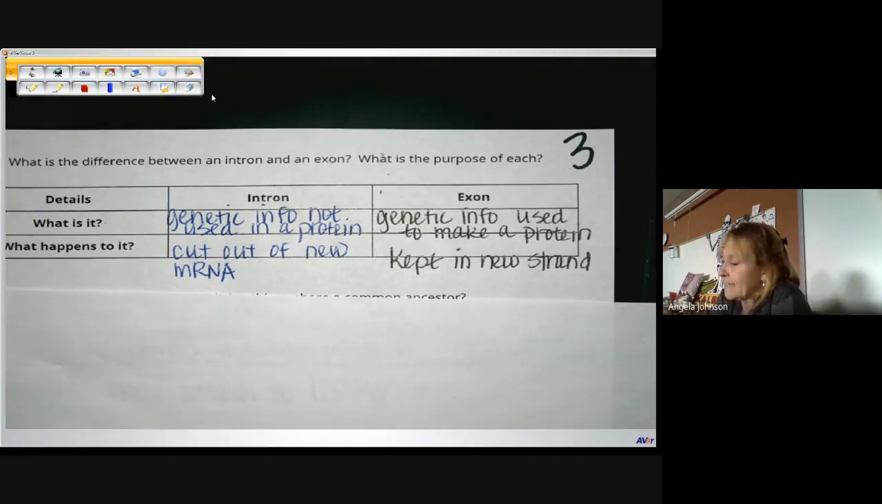Exon, it is the genetic information that's used to actually make that specific protein. Now, think about it. There could be a time when the RNA is modified to take something out. The next time it could be modified to leave that information in. There could be possibilities where that same strand of DNA could actually code for different things. And that adds a lot of variety to a species.